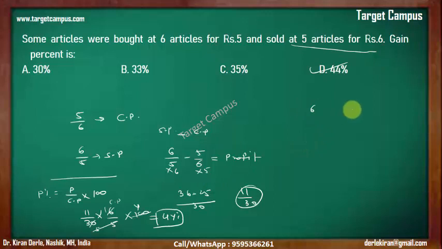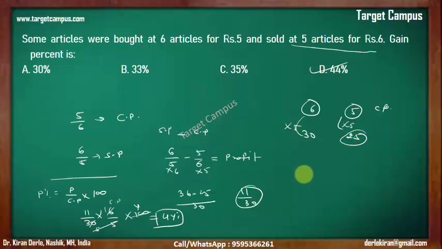We get 6 and 5 in both the cases. So let's say there are 30 articles he bought. If he bought 30 articles, for 6 articles he needs to pay 5 rupees. This is CP, right? For 6 articles. For 30 articles he needs to give 25 rupees. 25 rupees is cost price, right?